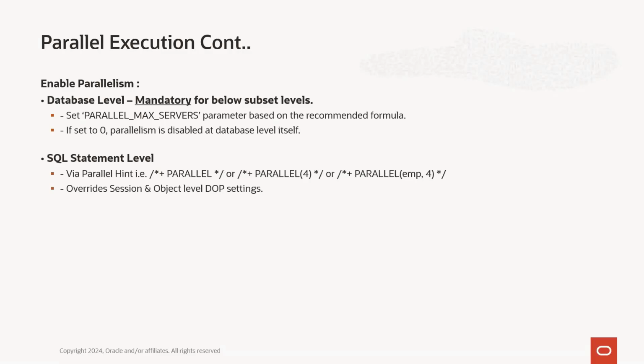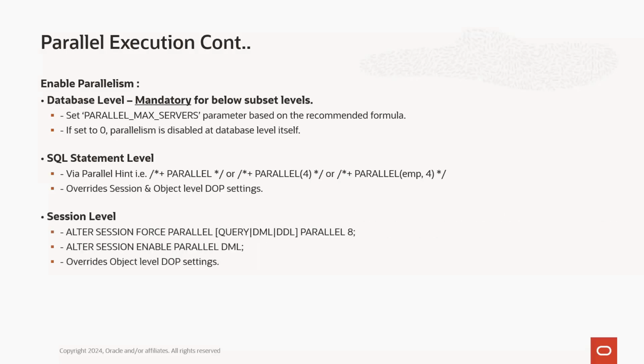At the statement level, we can enable parallelism using a hint with a parallel clause. If we are not using any integer, then it is the default parallel, which depends on the CPUs present in the host. We can also keep parallel 4 or parallel 2. And if you want to use parallelism for a specific object, then it can be decorated with the object name and the required degree of parallelism. This overrides session and object level DOP settings.